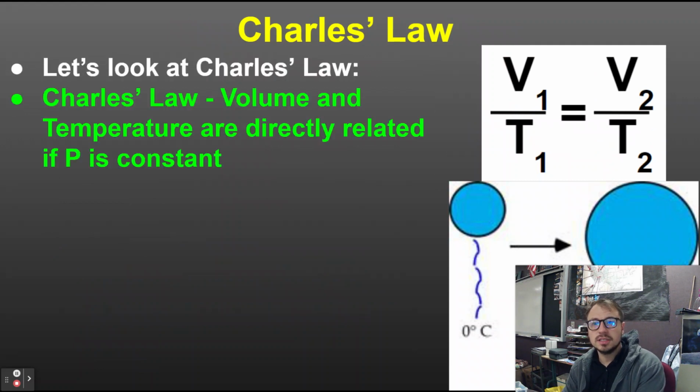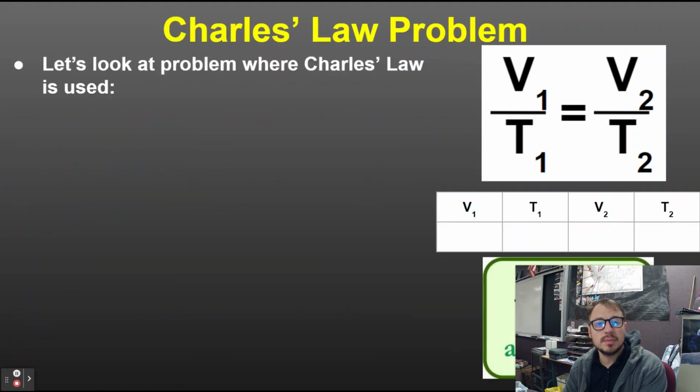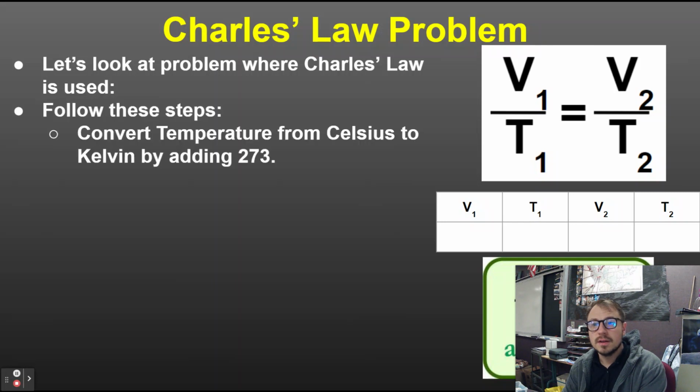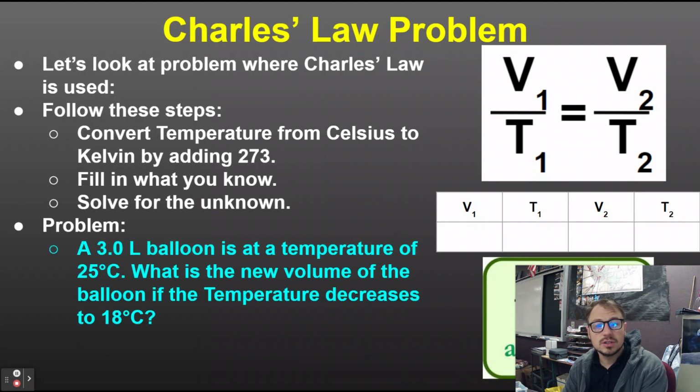So now Charles' law states that volume and temperature are directly related if pressure is constant. So let's just take a look at a problem that we can do with Charles' law. So now we do have to convert temperature from Celsius to Kelvin by adding 273, fill in what you know, solve for the unknown. So this is a problem. A 3-liter balloon is at a temperature of 25 degrees Celsius.